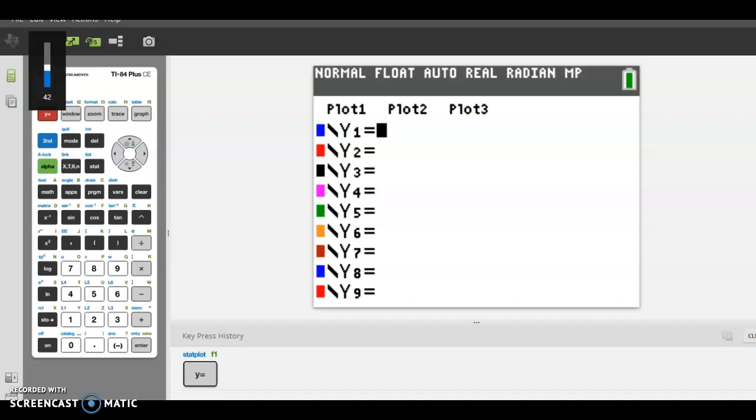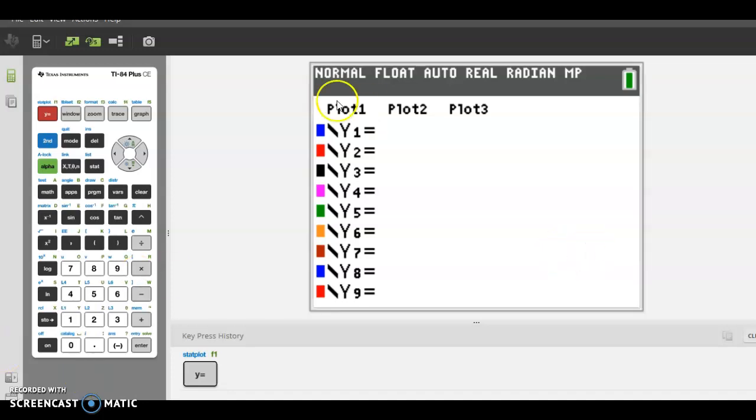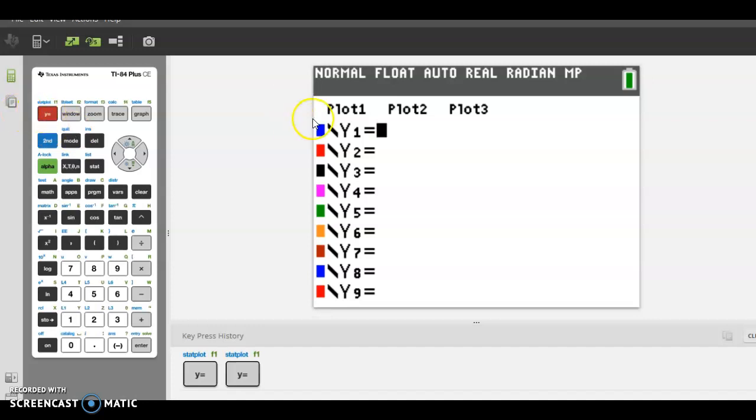Okay, so if you're asked to find the vertex, the axis of symmetry, or the root, zeros, whatever, this is how you do it on a calculator. So you go into the y equals button, which is right here, and it's going to pull up the screen right here. So you're going to type the equation.